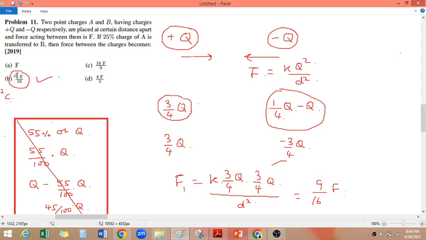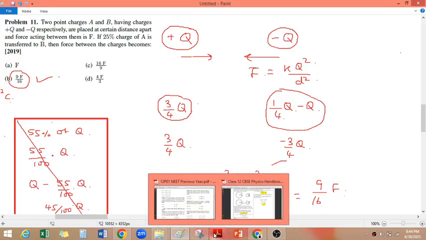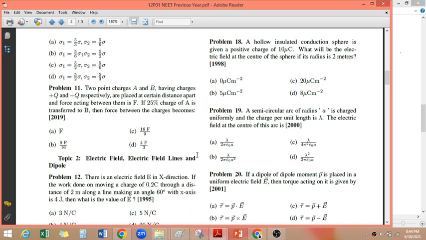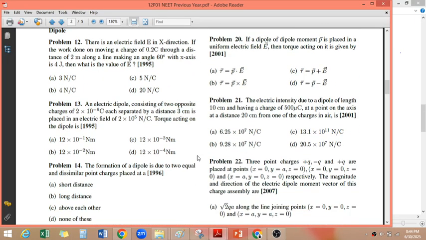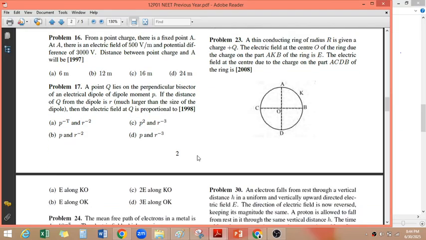Okay. So many questions will come to you like this with fractions. They will give you two cases, and from the first case they will ask you to find the second case in terms of the first case. So these kinds of problems are very, very common. I suggest you start doing these problems. If you work them out yourself, you will know where you are.